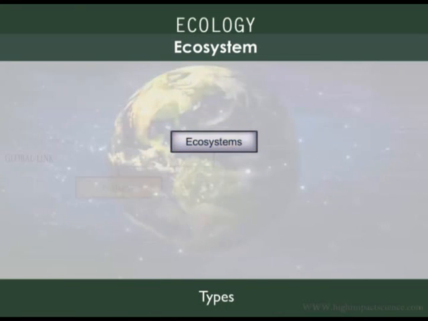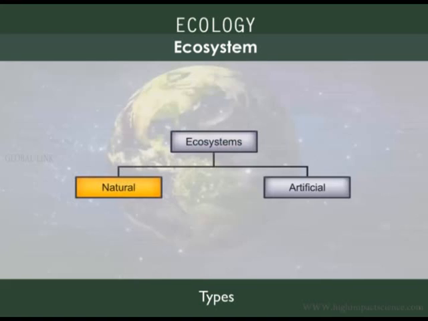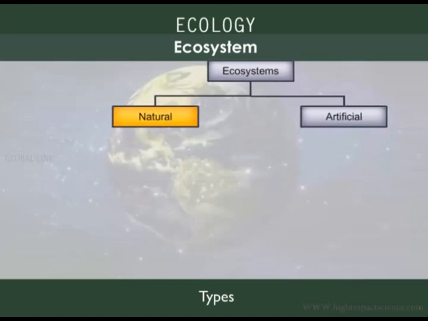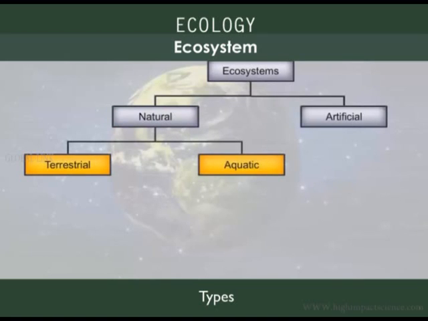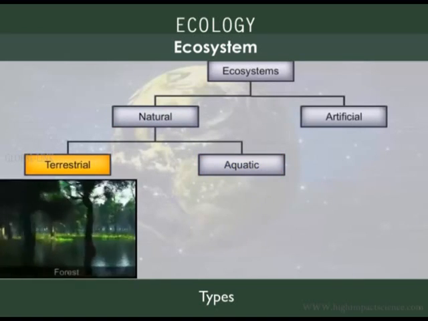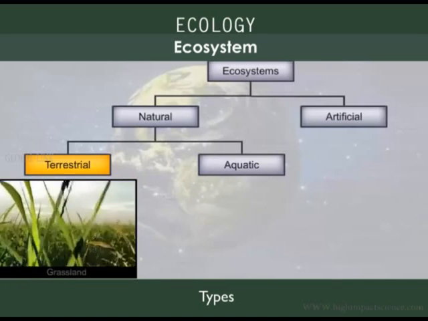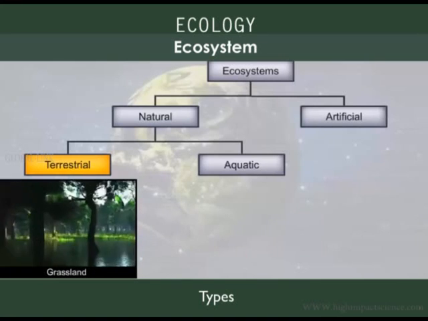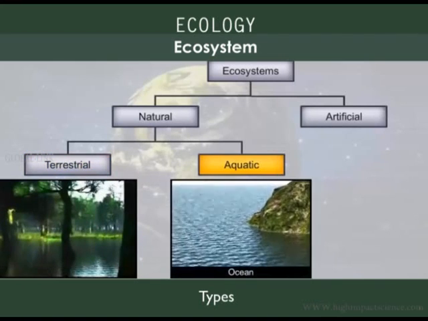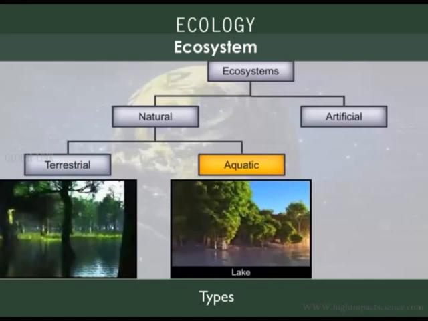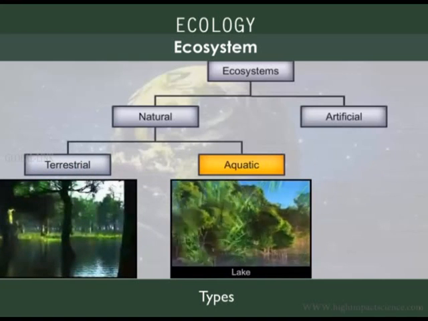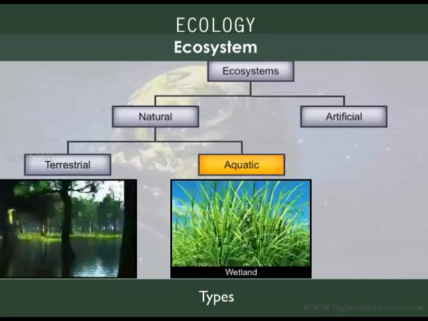Ecosystems are classified as either natural or artificial. Natural ecosystems exist naturally in nature and function all by themselves. They are further classified as terrestrial and aquatic ecosystems. Forests, deserts, and grasslands are some terrestrial ecosystems, while oceans, lakes, and wetlands are aquatic ecosystems.